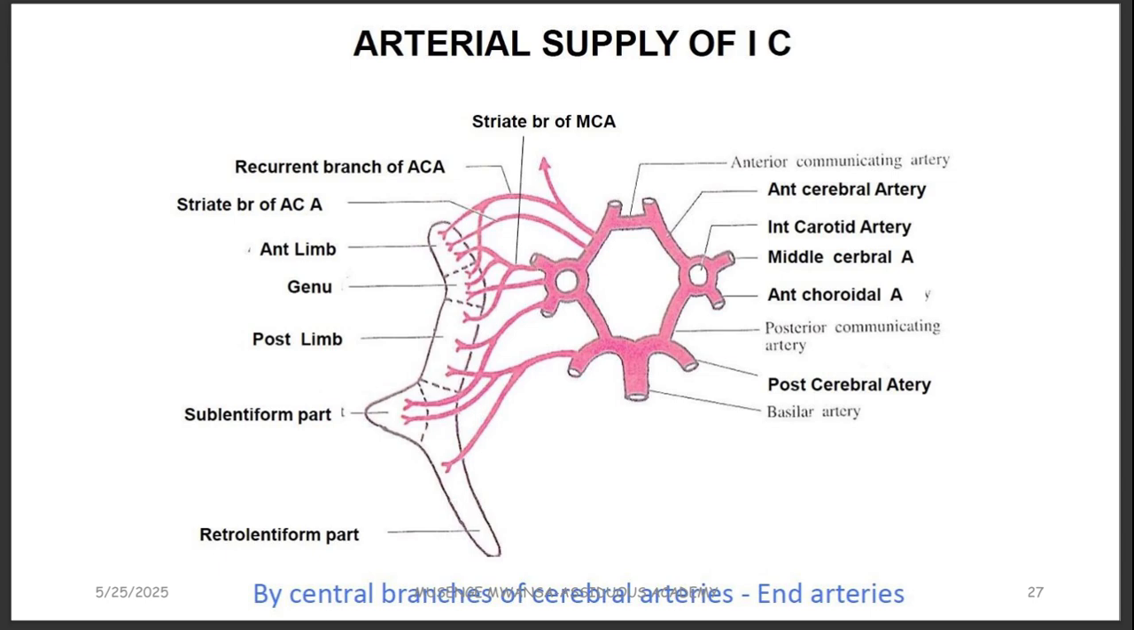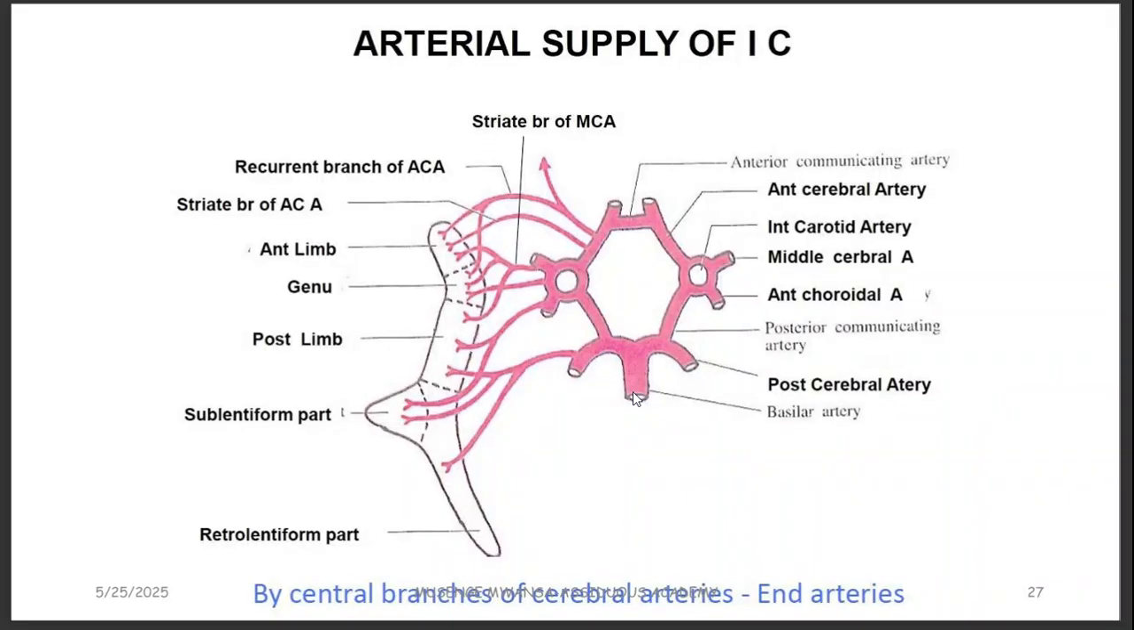Okay. So what should you know here? Please, it's very important for you to know this. This is the basilar artery. This is the posterior cerebral. Can you see that the posterior cerebral is going to supply three parts of the internal capsule: the retrolentiform part, the sublentiform part, and the posterior limb. Okay, three parts. And then this one is the posterior communicating.